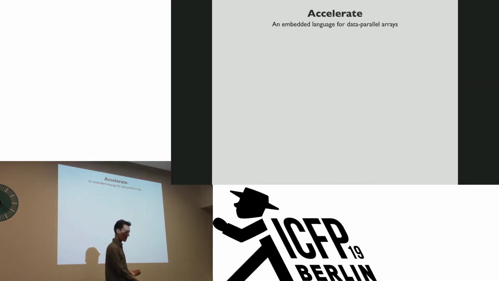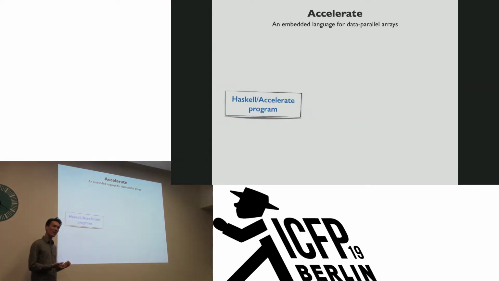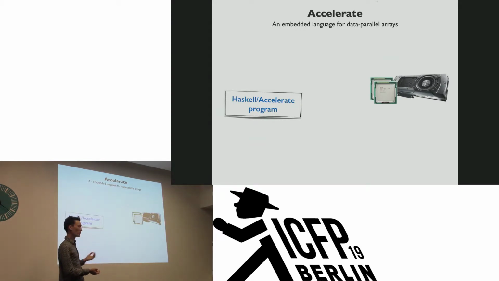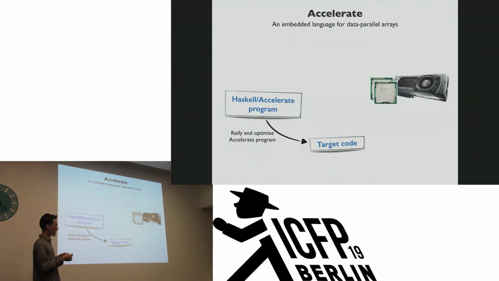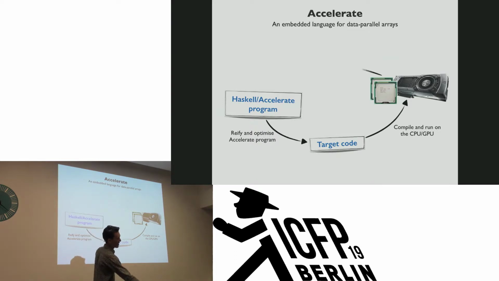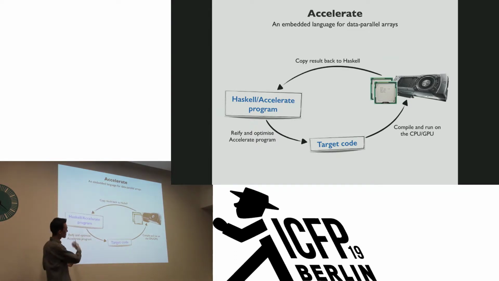So a quick look at this embedded language, Accelerate. We have Accelerate, this embedded language, embedded in Haskell. So when I'm writing a program in Accelerate, I'm really writing a Haskell program that generates an Accelerate program. And so when I run my Haskell/Accelerate program, what I'm really doing, if I want to run on the GPU, is that at runtime my Haskell program is turning that Accelerate code into code for the GPU. It compiles it, runs it on the GPU, and then copies the results back. And this kind of loop might happen many times within your program execution.